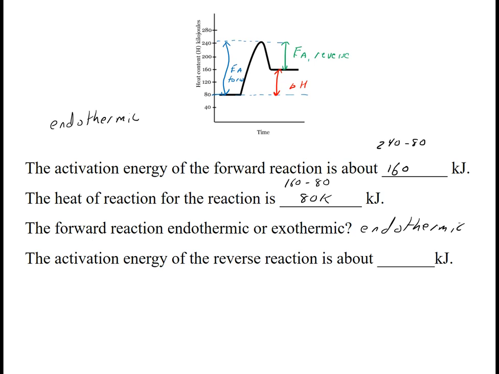And then the activation energy of reverse, I can look at the graph, but I can also tell you that from this, the EA of reverse, if I go back to the other equation, is going to be EA forward minus delta H. So it's going to be 160 minus the 80, so it's also going to be roughly 80 kilojoules. But you could tell that from the difference between 240 and 160. And that is basically how you do an activation energy or a potential energy diagram.